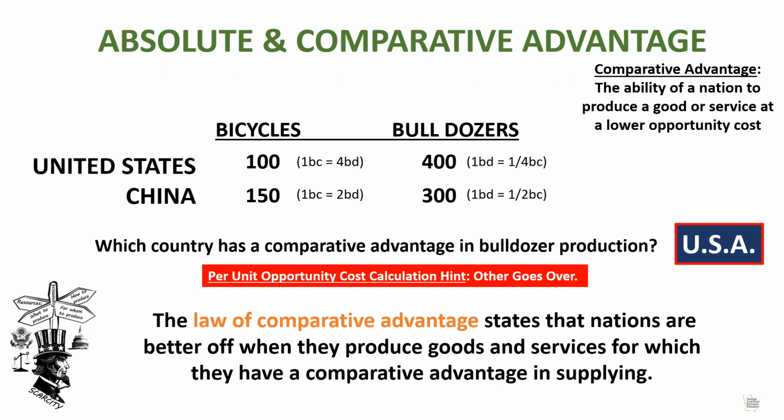So here's what they're going to do, and we talk about the law of comparative advantage, which is that nations are better off when they produce the goods or services for which they have a comparative advantage. So here, China has a comparative advantage in bicycles. They give up fewer bulldozers to produce bicycles. The United States has a comparative advantage in bulldozers. They give up less, right? They give up fewer bicycles to produce a bulldozer. Hopefully you're seeing this. I don't want to get into too many details. We'll get into that more in international, but you guys learn these definitions.